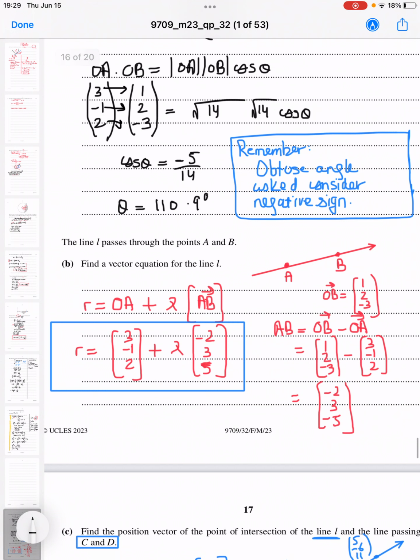It says that the line passes through the points A and B. Find the vector equation of the line. So the line is passing through the points A and B. The directional vector is AB, and the point on the line is A. So the point on the line is 3, minus 1, 2, and the directional vector is AB, which could be found from OB minus OA, giving minus 2, 3, minus 5.